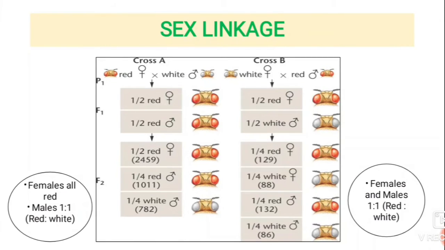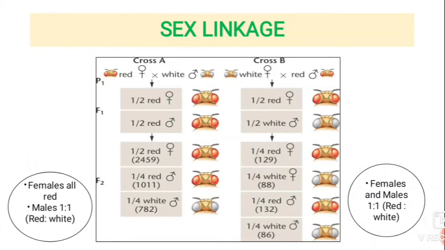In cross A, a red-eyed female was crossed with a white-eyed male. All the F1 are red, and in the F2 they show a 1:1 ratio of red and white.